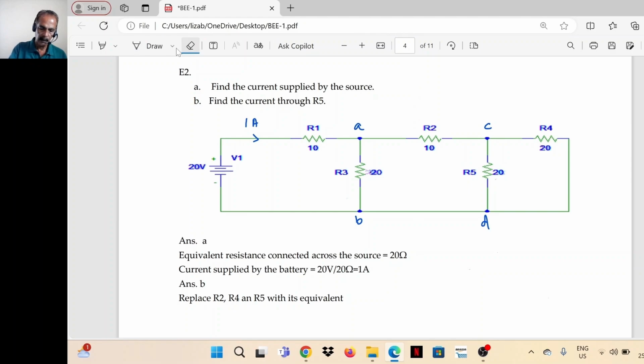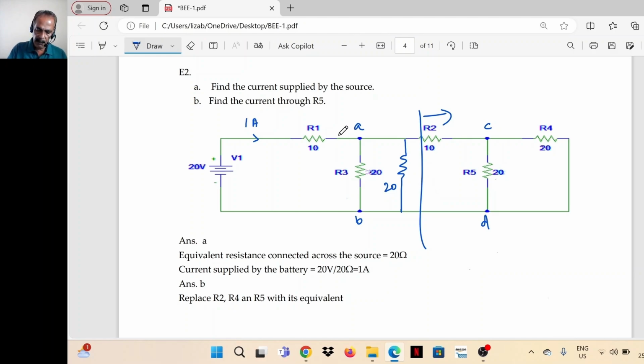So towards the right of the circuit, you ignore it, take this as 20, because we simplified. So 20 is the equivalent of R2, R4 and R5. 10 plus equivalent of R4 and R5, another 10, that is 20.